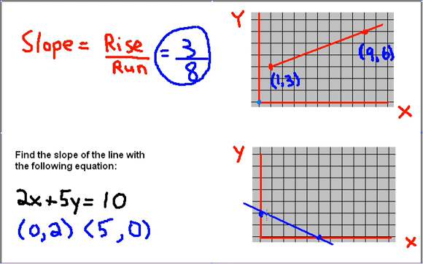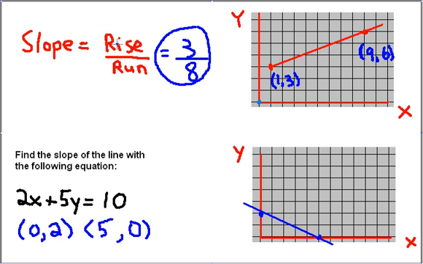Our rise being the up and down on the y-axis. What is our y value, our y coordinate for the first point here? And remember, the first point is the point furthest to the left on the graph. Our y value here is 2. What is our y value for the second point? Our y value here is 0.